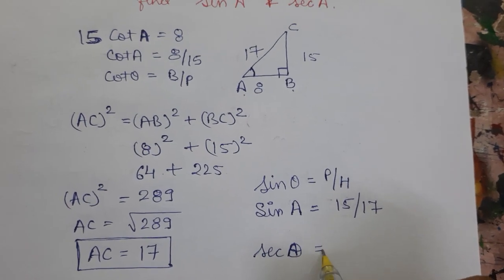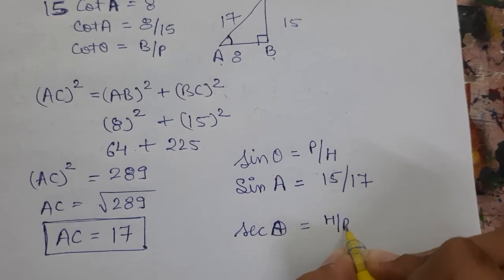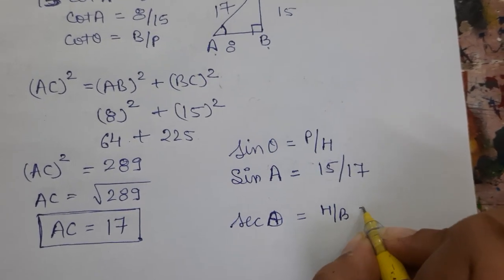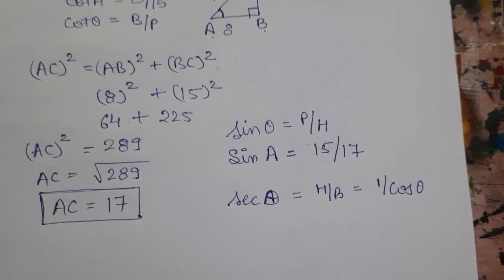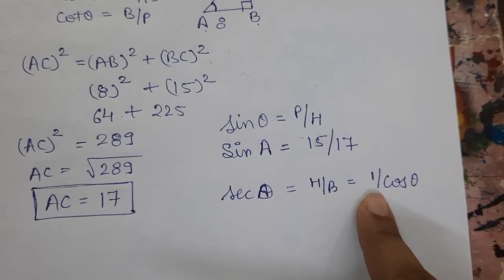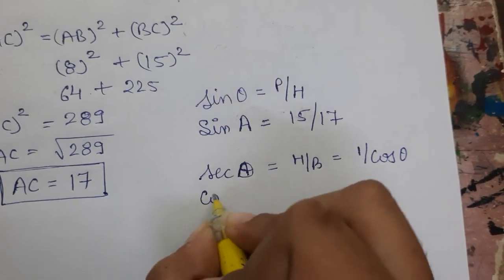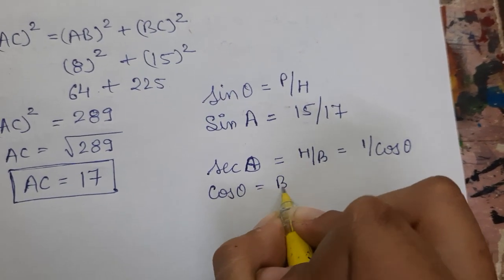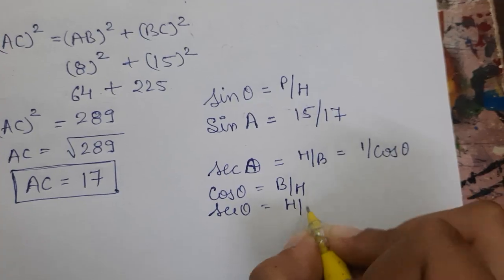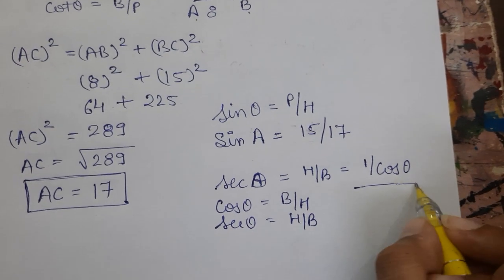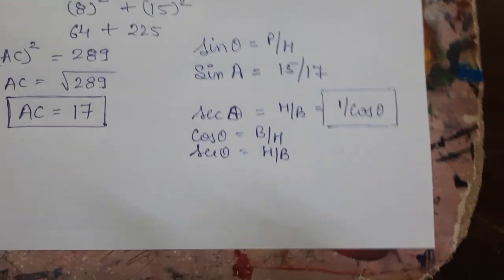For sec A, for any sec theta, the value is always hypotenuse upon base, which is the inverse of cos theta. I have mentioned it as 1 upon cos theta. I'll show you here. Cos theta is equal to base upon hypotenuse, and sec theta is equal to hypotenuse upon base, which is simply equal to 1 upon cos theta.